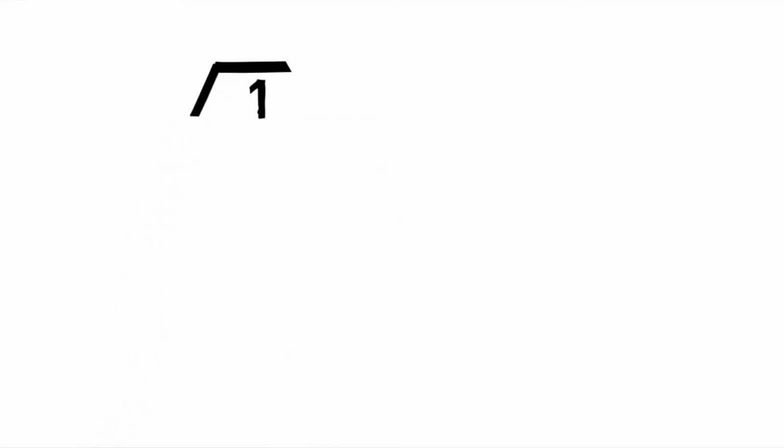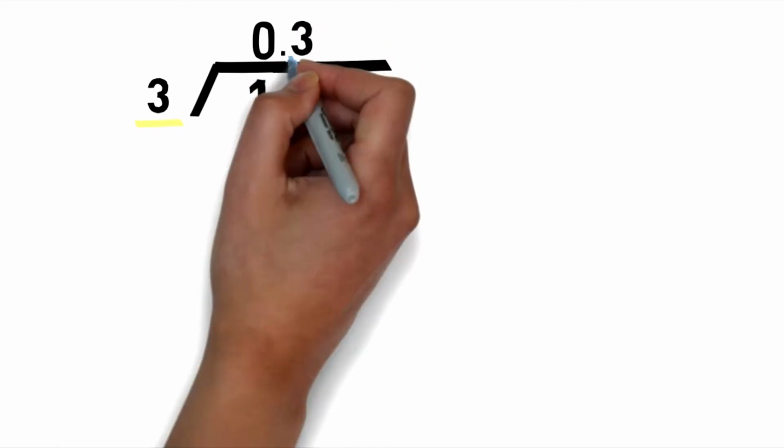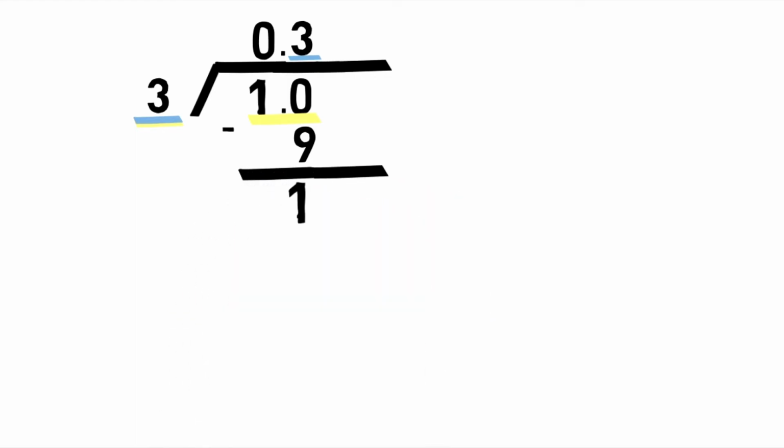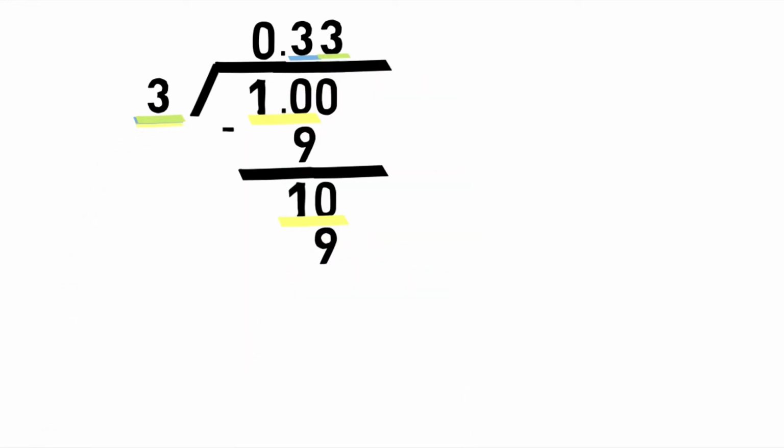Another example is 1 divided by 3. 1 cannot be divided by 3, so we annex 0 to 1 after putting the decimal point right after 1. We have now a new dividend, which is 10. 10 divided by 3 is 3. 3 times 3 is 9. 10 minus 9 is 1. We annex another 0 to the dividend and bring down the 0 to the remainder. The remainder now becomes 10 again. 10 divided by 3 is 3. 3 times 3 is 9. 10 minus 9 is 1.